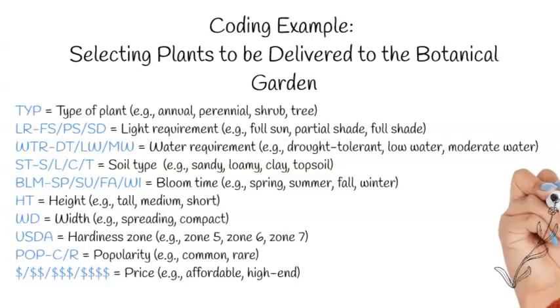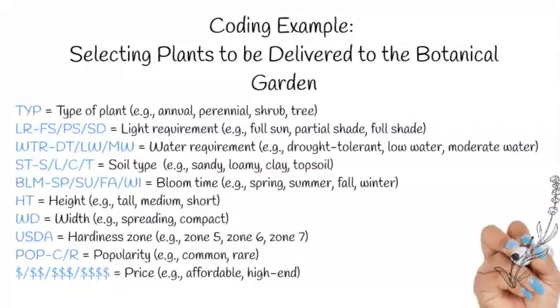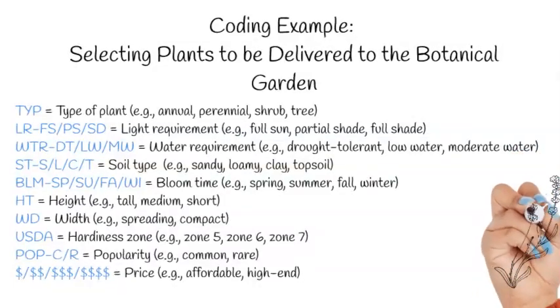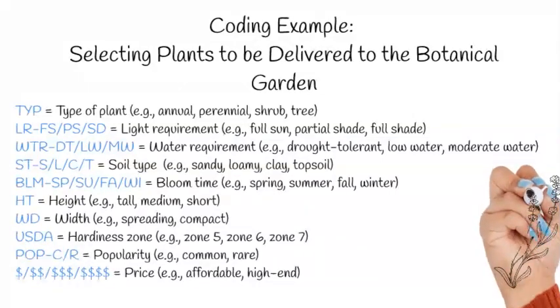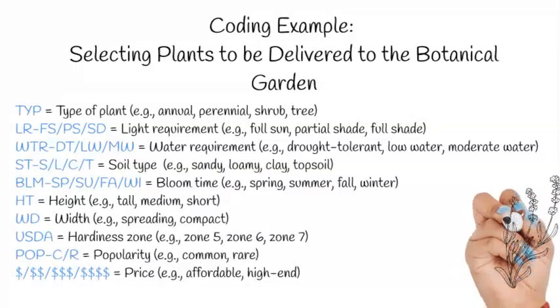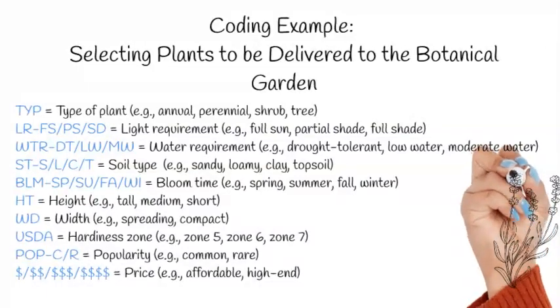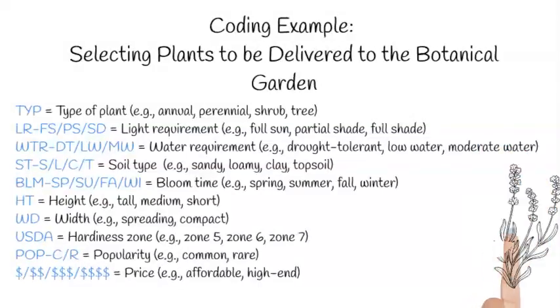A gardener can use the type of plant to determine the mix of plants that will be delivered to the botanical garden. The gardeners can use light and water requirements to determine the best location for each plant in the garden. Gardeners can use soil type to ensure that the plants are delivered to an area with appropriate soil conditions. They can use bloom time to ensure continuous display of blooms throughout the year.